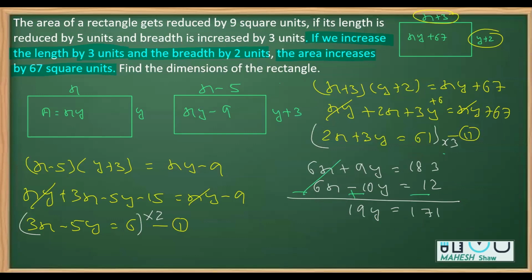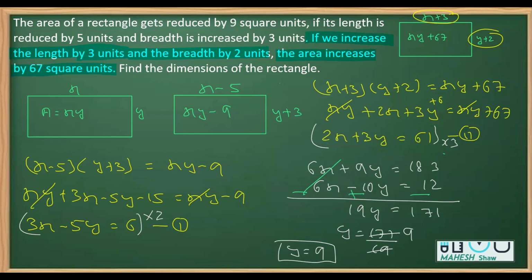Now, what you need to do here, that means we'll be getting y. And how do we get y? By dividing 171 by 19. So that's what I'm going to do. So y is going to be 171 divided by 19. 19 times, if you know, then you know what it is, 9 times. So we got y is equal to 9.